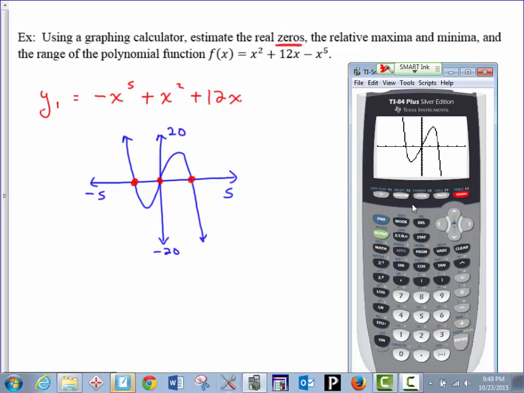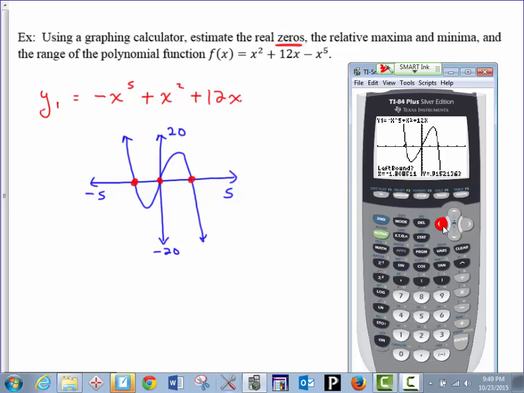Now your calculator can only find one zero at a time, so you're going to have to do this 3 separate times. So we're going to press second, trace, go down to 0, press enter. Let's say that we want to find the far left one. So it's asking for a left bound, so arrow over.